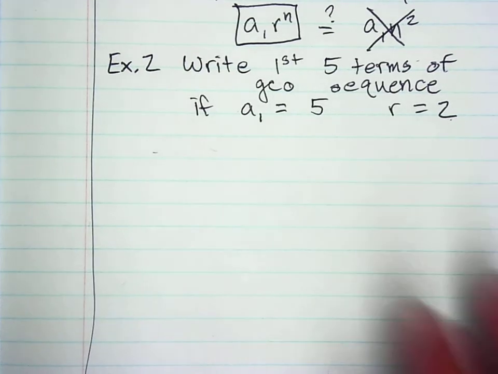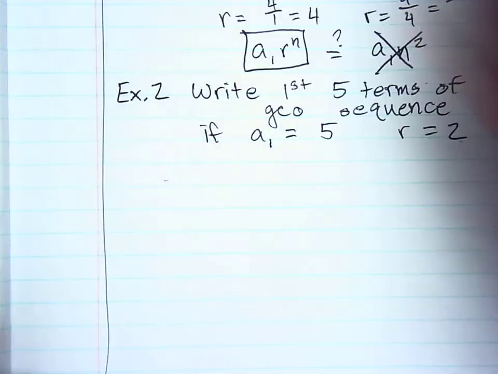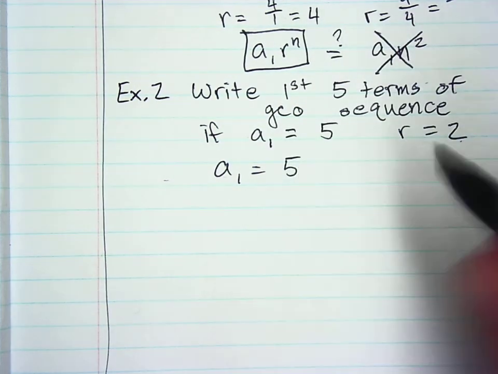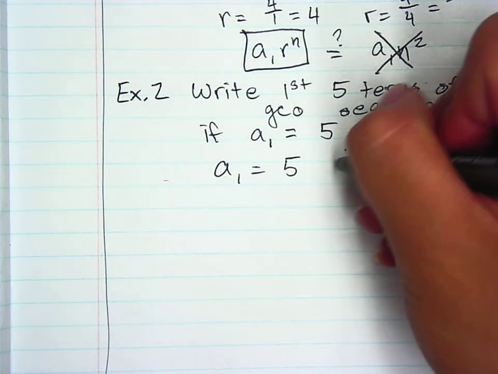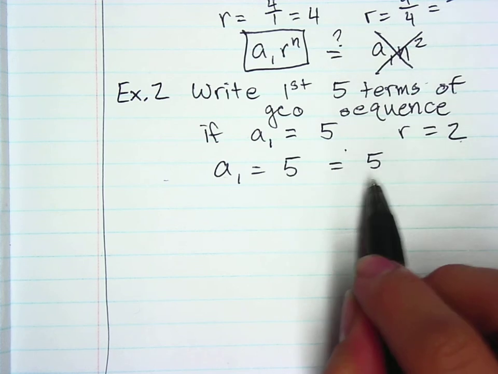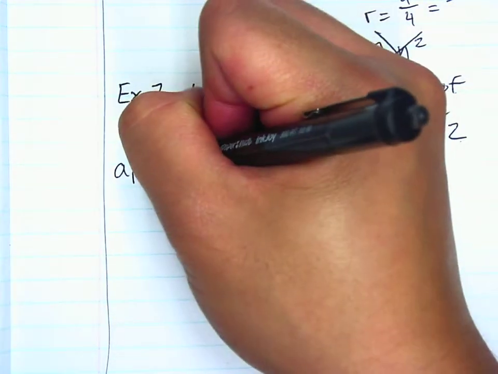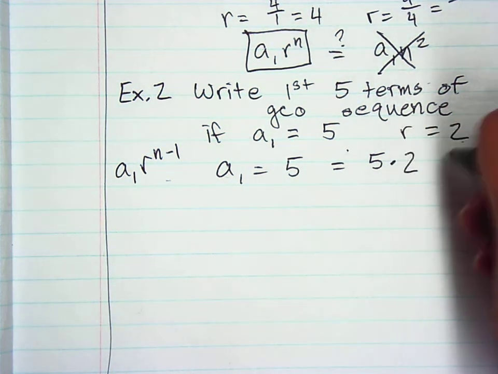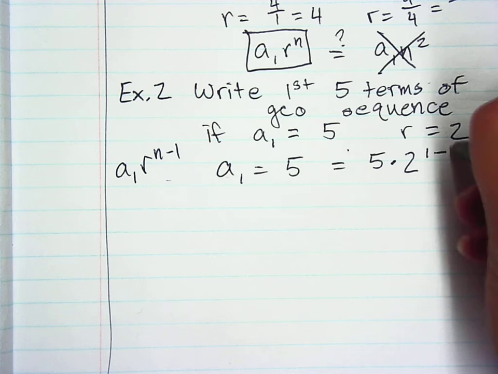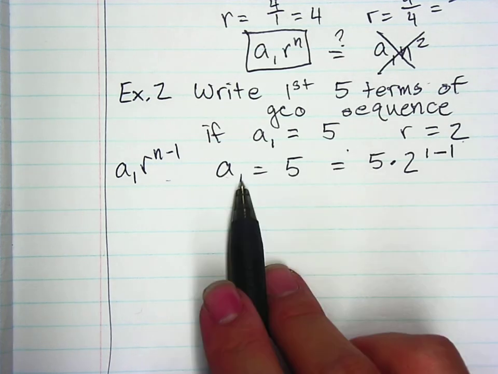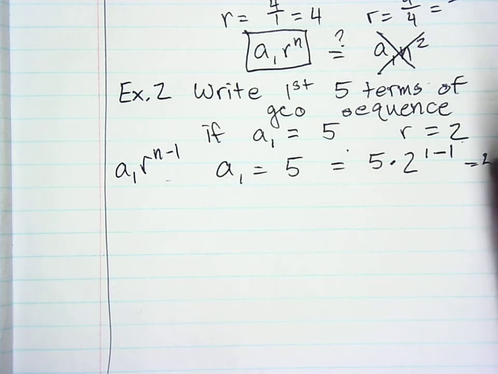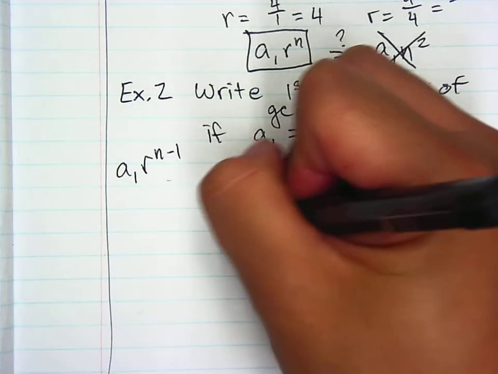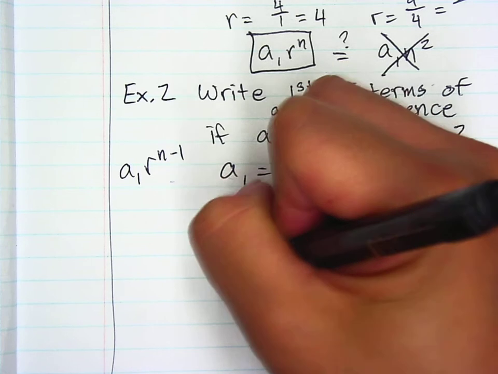We're going to write the first 5 terms. Easy enough, a1 is equal to 5 because that's already given. If you wanted to show work though, this is the same thing as 5, the initial value a1, times r to the n minus 1, times 2 to the 1 minus 1, because n in this case was 1. So we have 5 times 2 to the 0, and that's going to be 5. Then we just go on and fill in the rest, a2, a3, a4, and a5.